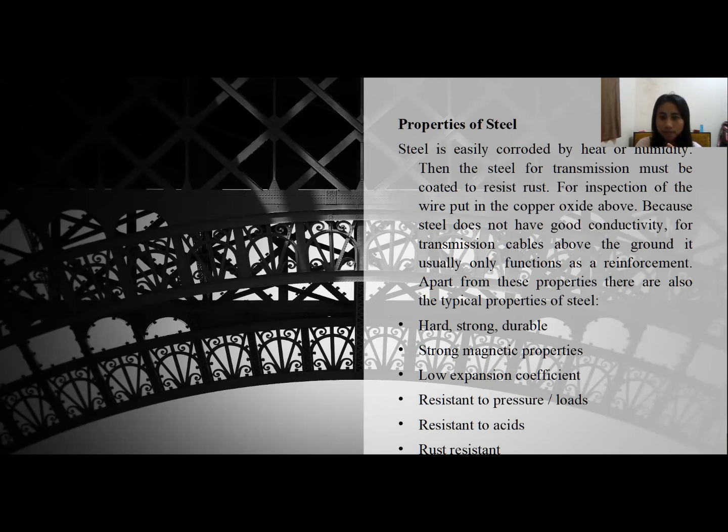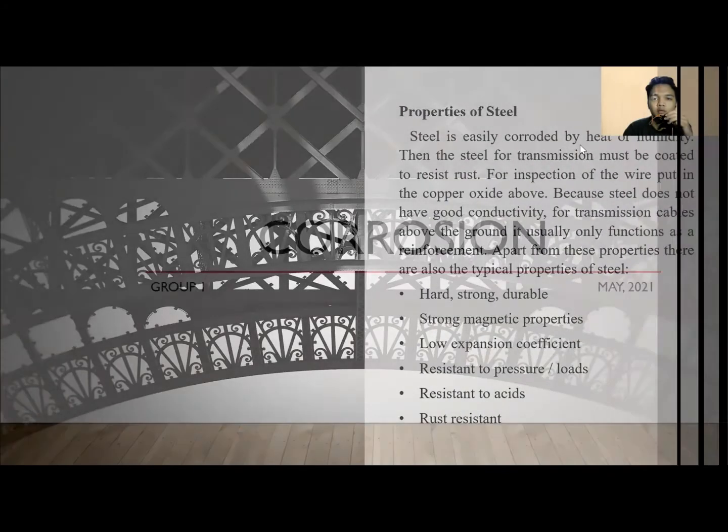Apart from these properties, there are also the typical properties of steel. First, hard, strong, durable. Second, strong magnetic properties. Third, low expansion coefficient. Fourth, resistant to pressure or loads. Fifth, resistant to acid. And the last, rust resistant. In the next part will be explained by Fadhil.